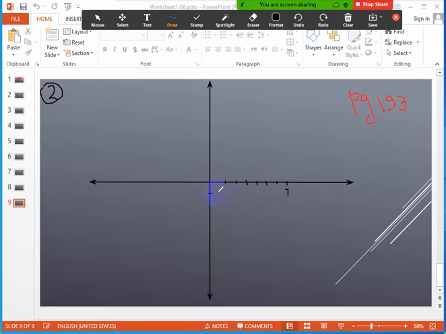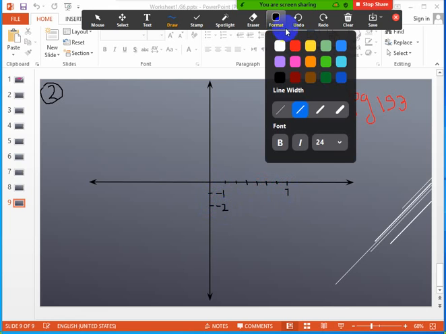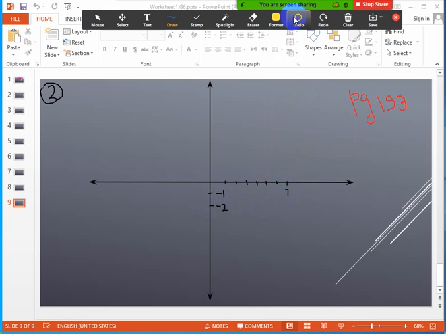On the y, this is negative 1, this is negative 2. The point is right here. If you take a vertical line from the x and a horizontal line from the y, they will intersect on this point. This is the first point, okay?